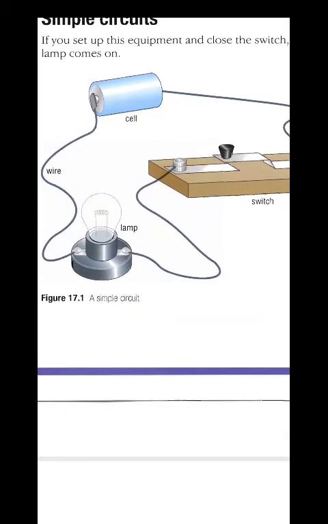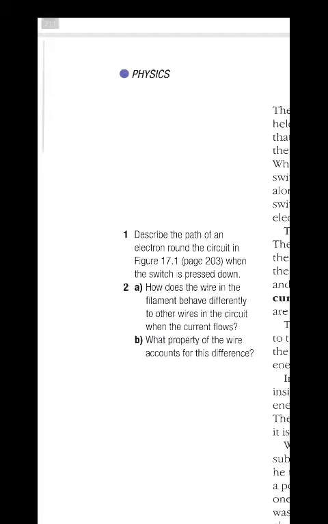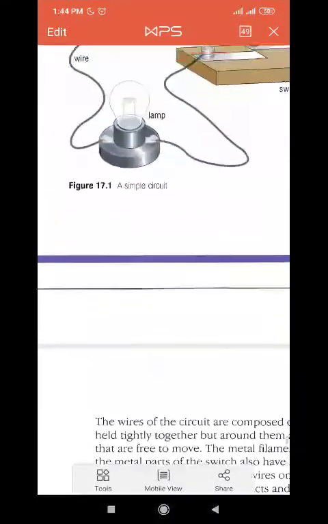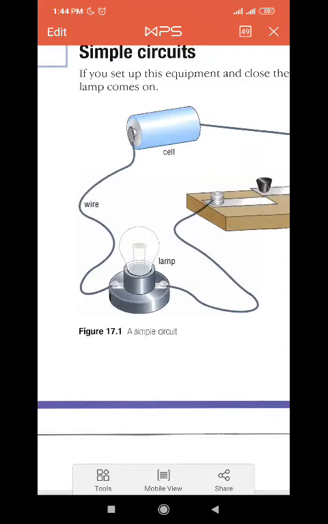Okay. Let's see the next question before I proceed. It says, question 2a, how does the wire in the filament behave differently to other wires in the circuit when the current flows? Now, do you see the lamp? If you see the lamp, you can see that inside the lamp you have a wire which looks so coiled, and it makes a filament. If you have a coiled wire like that in a bulb, it's known as a filament, all right?